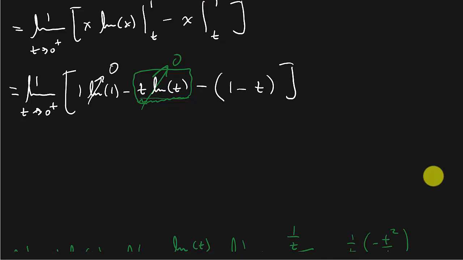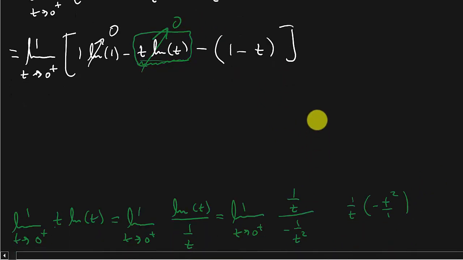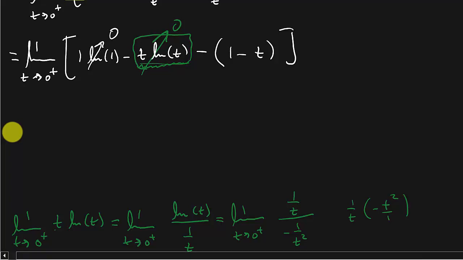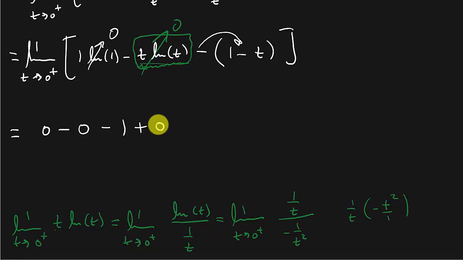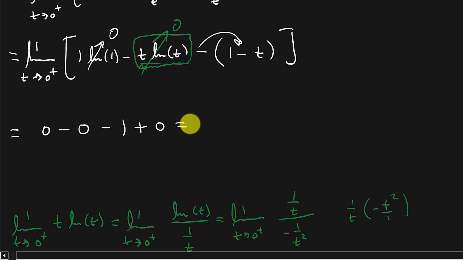All right. And so let's look and see what we have. Well, that's 0 minus 0 minus 1, and then distribute this, that's going to be plus 0. All right. So hopefully all that made sense. And so this is just equal to negative 1.